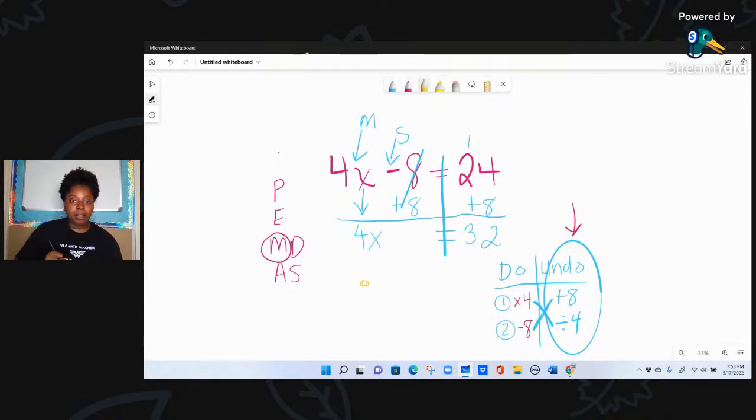So if I have a positive 1 and a negative 1, they cancel each other out. This is what we call a zero pair. It's going to equal 0. Okay, so if I have negative 8 chips and... All right, so if we finish this, let me know when you're back. All right, so then we would divide both sides by 4, and we get x equals 8. And that is two-step equations.